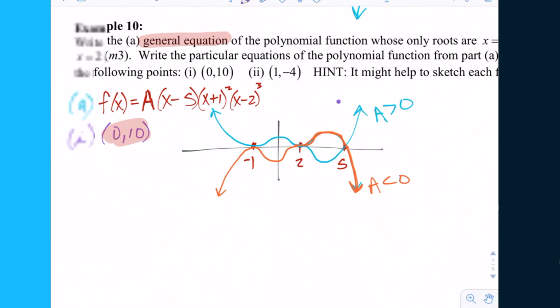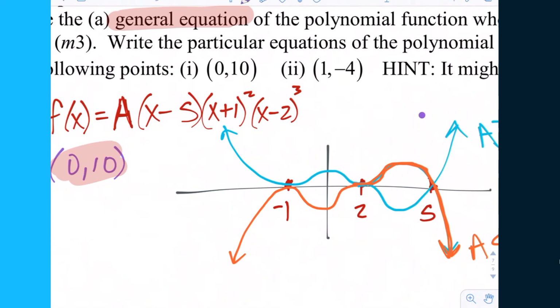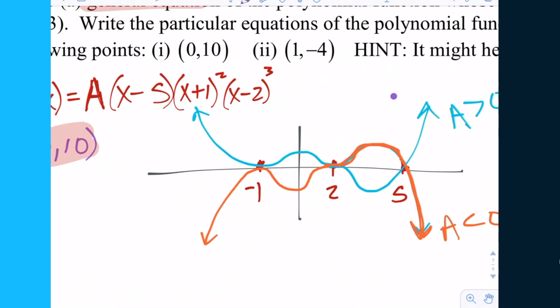What's the degree of the polynomial? If you add up the multiplicities, 3, 4, 5, 6. So it is an even degree polynomial. So the end behaviors are the same. It either, as Miss Martin says, opens up or opens down.